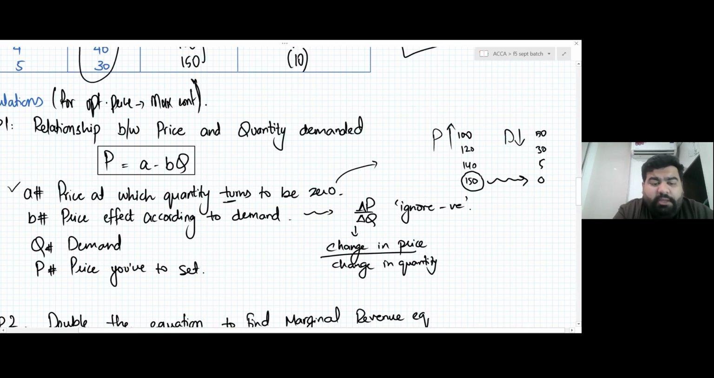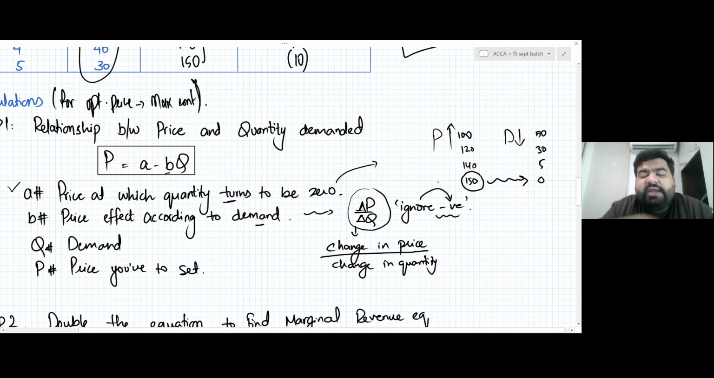Okay, now what is B? How to calculate A and everything, we will understand in the question. Right now I'm just reading the steps that we'll do in the calculation. B here means the price effect according to demand, and it is calculated through the formula change in price divided by change in quantity. The answer will be negative, but we have to ignore the negative sign. So B is the change in price divided by the change in quantity.